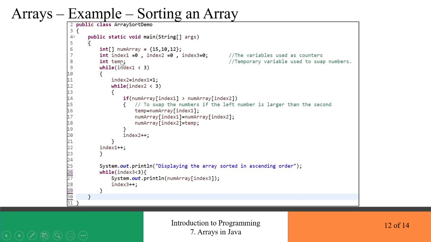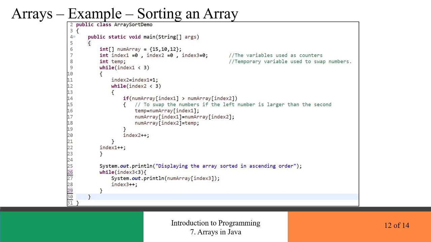In temp, we are using a temporary variable to perform the sorting operation. The logic that is used here in swapping the two numbers is that for swapping two numbers a and b, we are going to use a temporary number or a temporary variable.